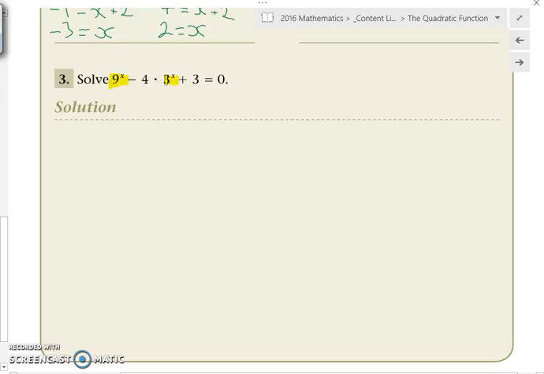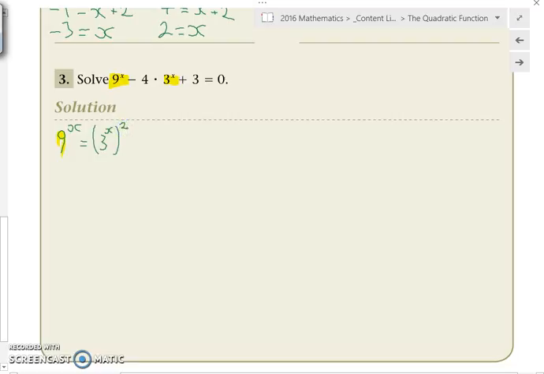You've got 9 to the power of x, and you've got 3 to the power of x. You can kind of ignore the power of x's at the moment. What's the relationship between 9 and 3? So 9 is 3 squared. Convenient. So I could say that 9 to the power of x is equal to 3 to the power of x squared.